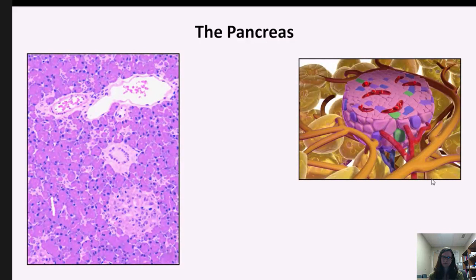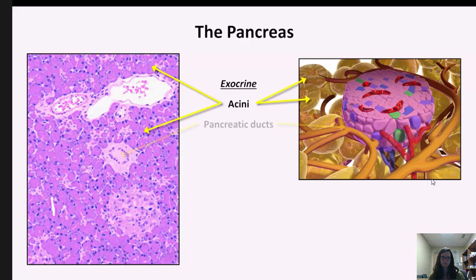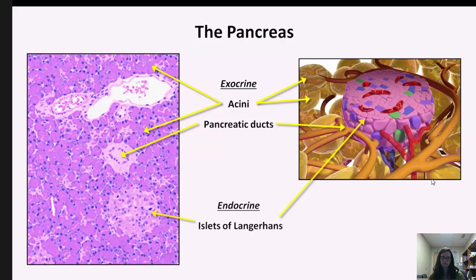Here are 2 microscopic views. A histology slide is on the left and an artistic rendering on the right. We can see that the organ appears to be composed of 2 discrete types of tissues, each of which corresponds to one of the pancreas's 2 major physiologic roles. The first tissue type is the acini, or acinus when singular. The acini are responsible for the pancreas's exocrine function by secreting digestive enzymes into the duodenum via the network of pancreatic ducts. The second tissue type are the islets of Langerhans.